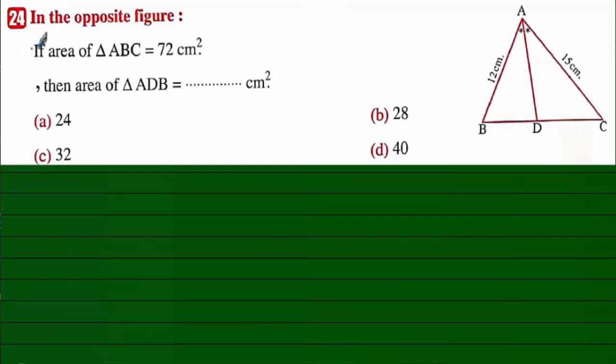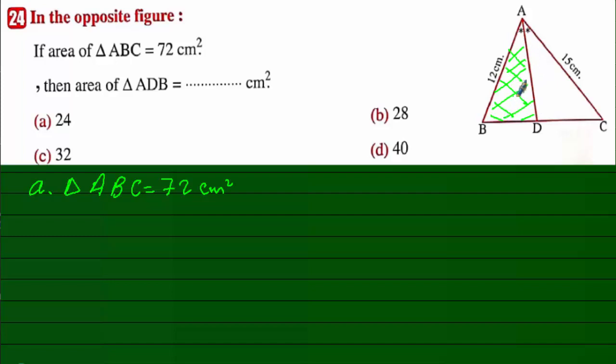Question number 24. In the opposite figure, if the area of triangle ABC equals 72, and we write area of triangle ABC equals 72 centimeter power 2, then the required here is to find the area of triangle ADB. Triangle ADB here, this triangle ADB.